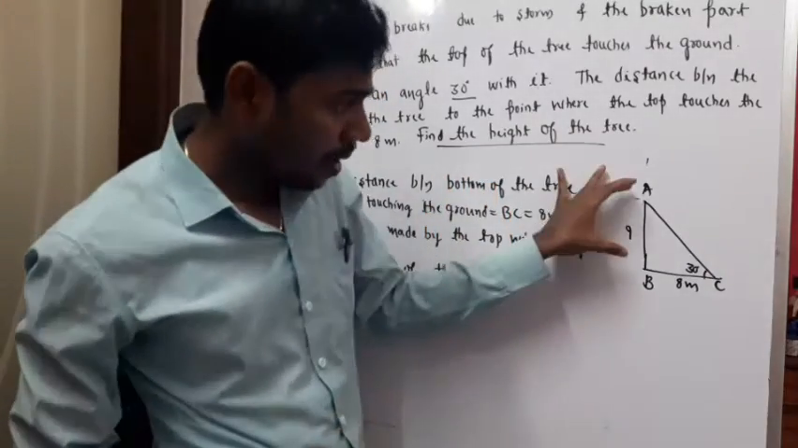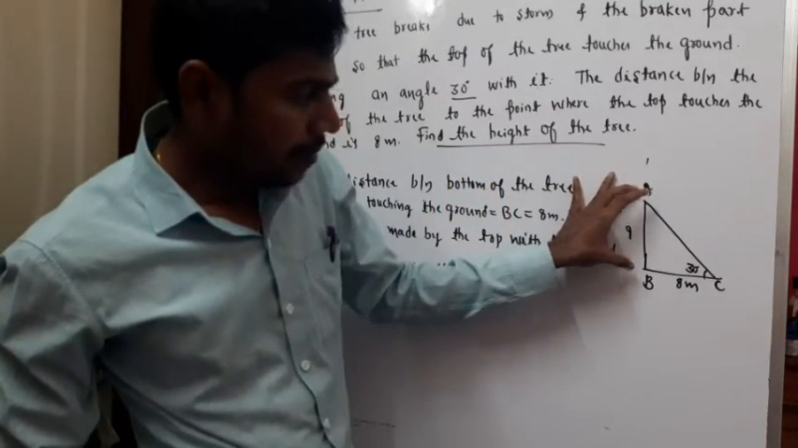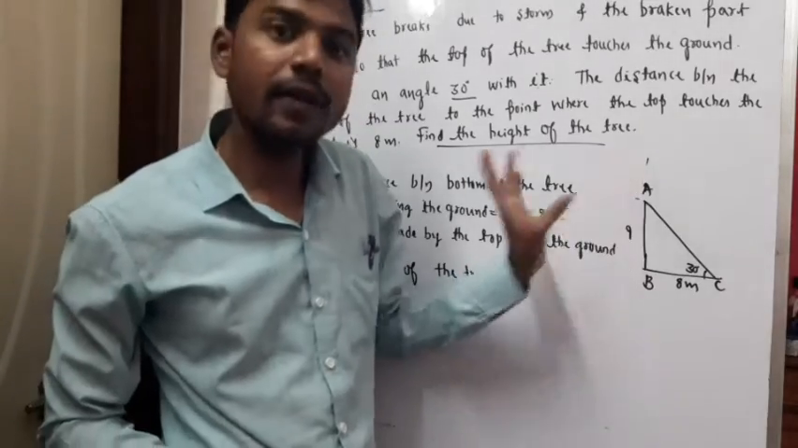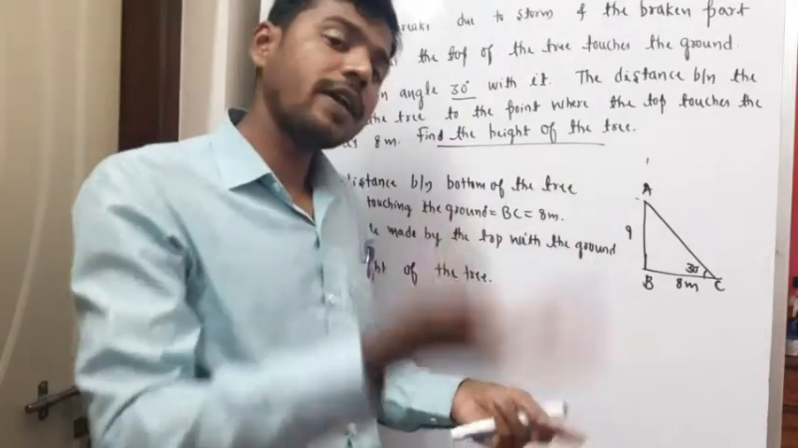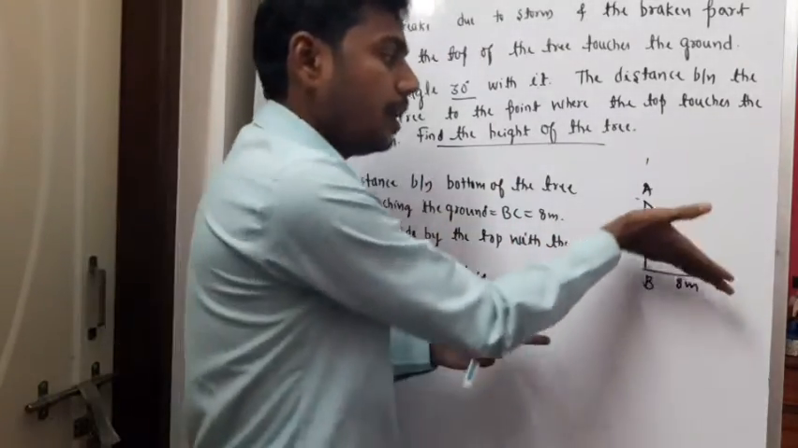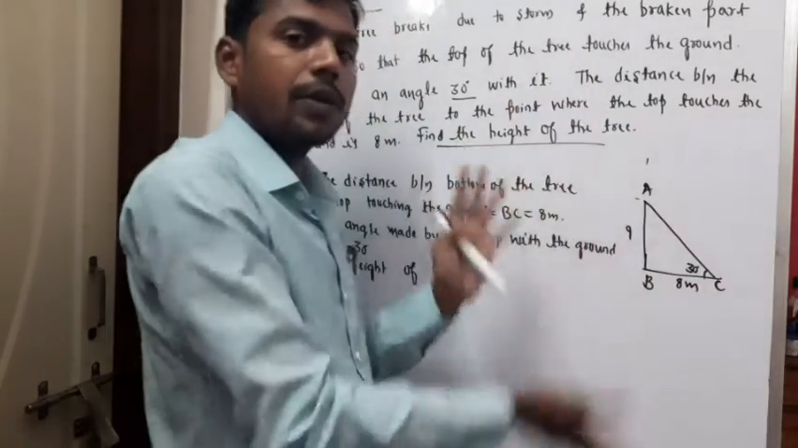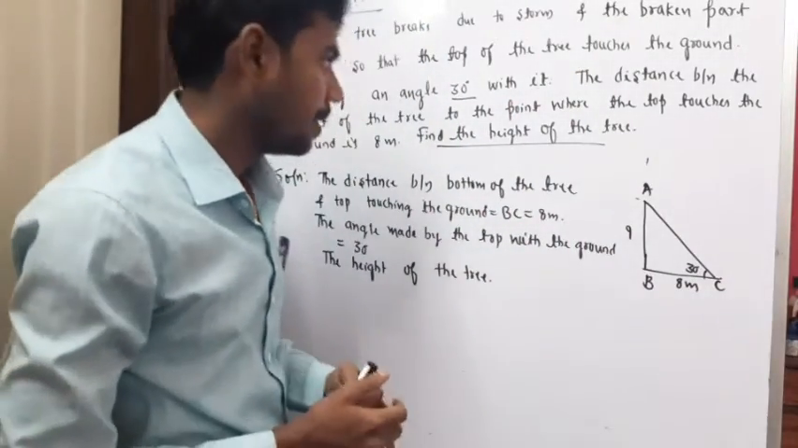The remaining part of the height, AB, is the only part which is left now. If you want to find the total height of the tree, you need to include this AC also. That will give me the total height of the tree.